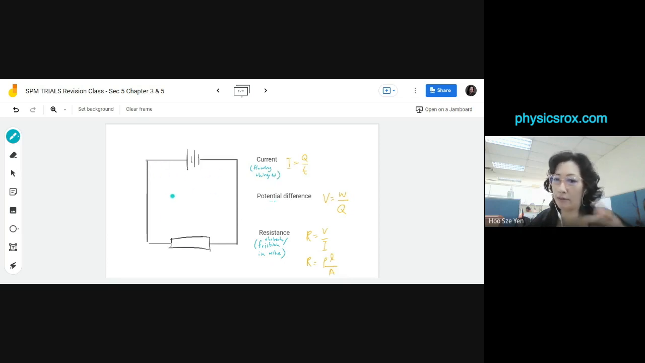And we must always remember that current flows from positive to negative. So this is current. I is current, unit ampere. Potential difference, of course, is V, unit volt. Resistance is R, unit ohm. That's why we always draw current flow indicating with arrows.